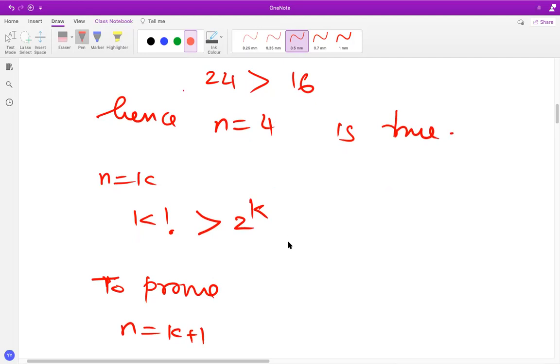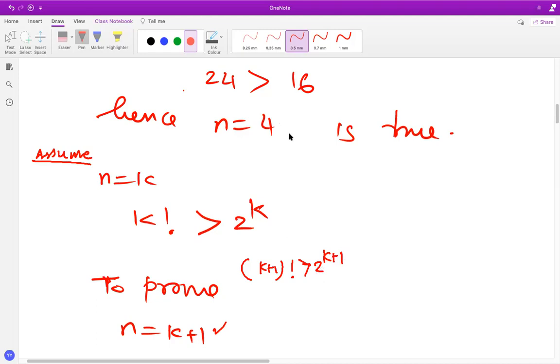This is my assumption, that n equals to k is true. Now, if I take this assumption, then for n equals to k plus 1, the statement is that k plus 1 factorial must be higher than 2 raised to k plus 1. That's what should be true. So this is k plus 1 factorial is higher than 2 raised to k plus 1.